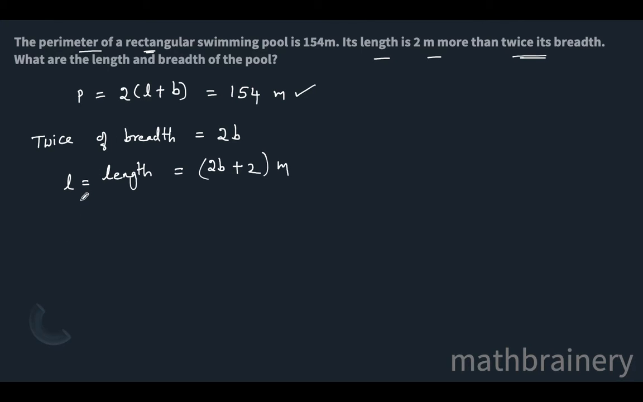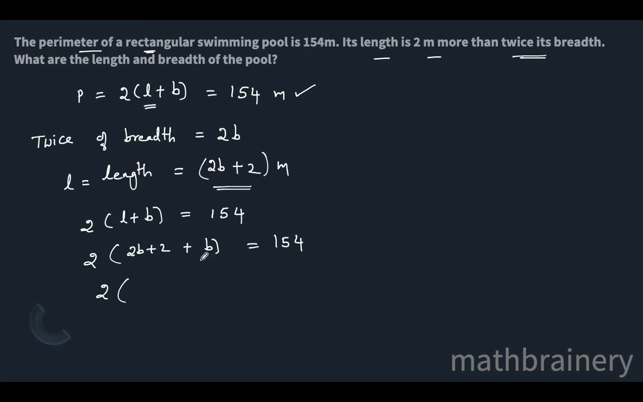When I substitute, what I mean is I am going to replace this L with this value 2b plus 2. So you have 2 times (L plus B) is equal to 154. We are going to replace this L with 2b plus 2. You get 2 times (2b plus 2 plus this B) is equal to 154. Let's simplify this LHS. You have 2 times (2b plus B is 3b plus 2) is equal to 154. Let's expand this bracket. 2 times 3b is 6b plus 2 times 2 is 4. This is equal to 154.